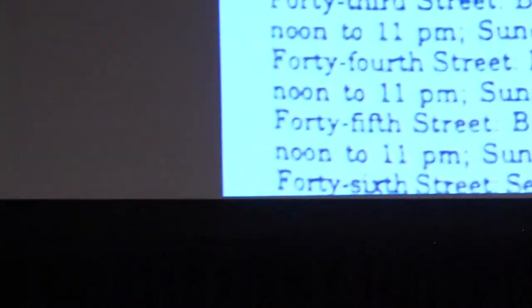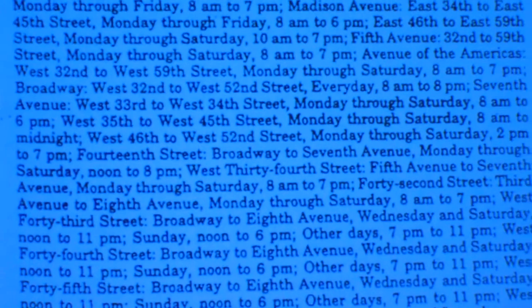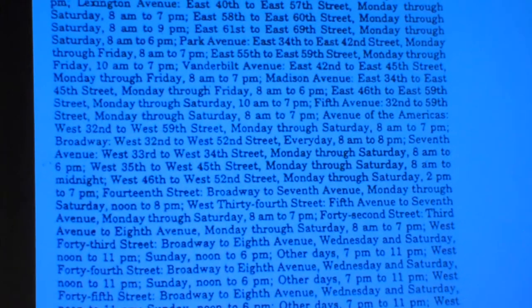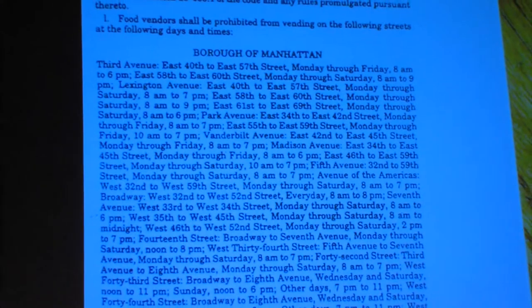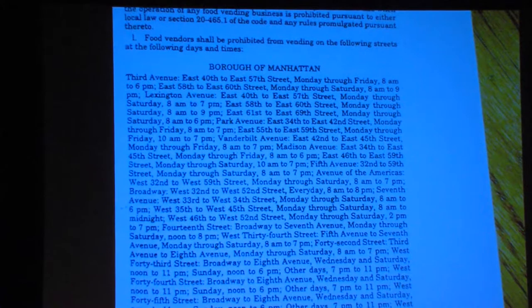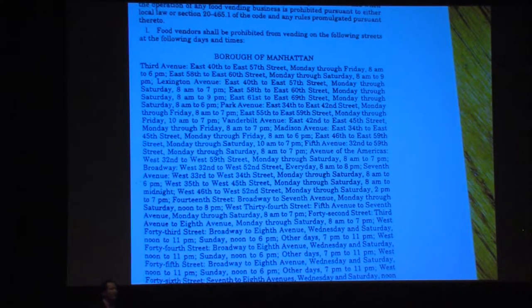In some ways it's the most direct possible interpretation of what I just said. If you read this, it's from the Administrative Code governing street vending in New York City. It says here, food vendors shall be prohibited from vending on the following streets at the following days and times. Borough of Manhattan, 3rd Avenue, East 40th to East 57th Street, Monday through Friday, 8 a.m. to 6 p.m. East 58th, I'm not going to read the whole thing. You get the idea. Even for someone who is a fluent speaker of English, has legal training, and has a lot of time on their hands, it would still be a lift to even understand where you are or aren't allowed to vend.